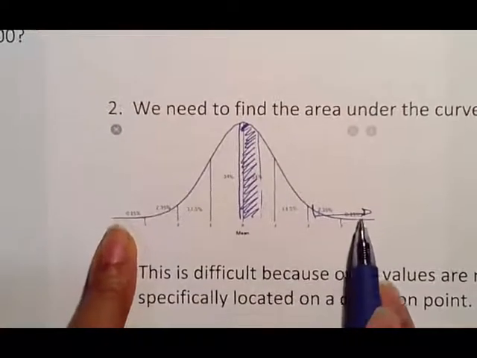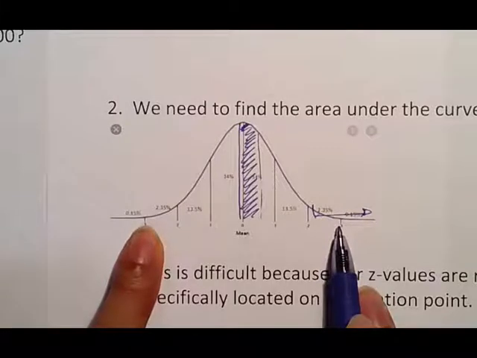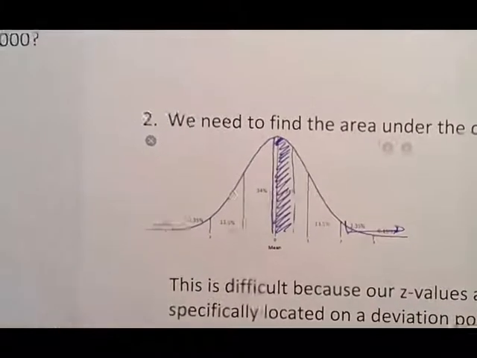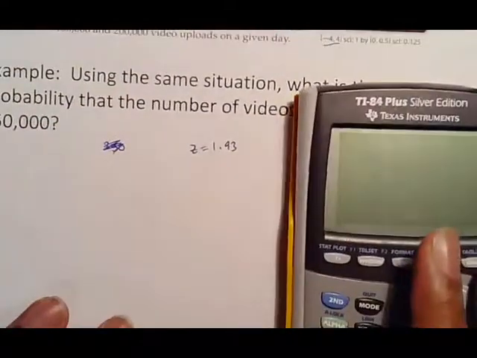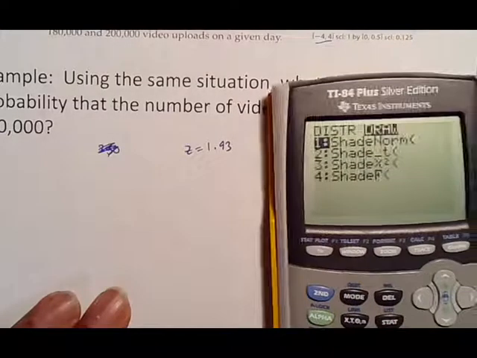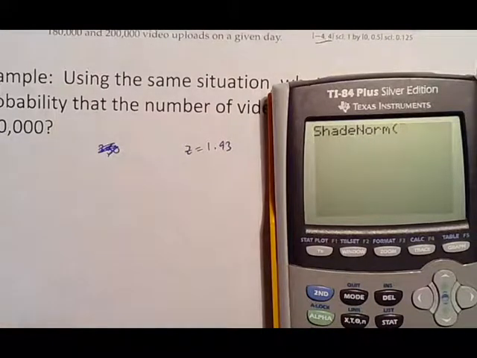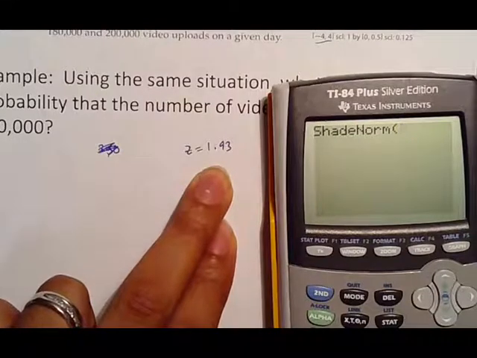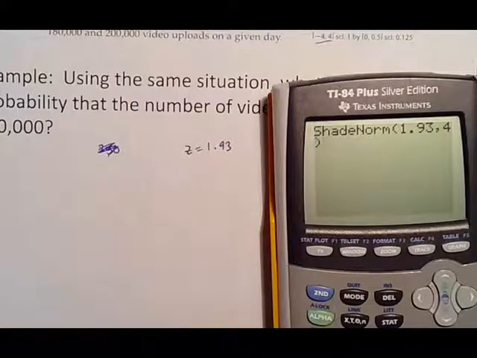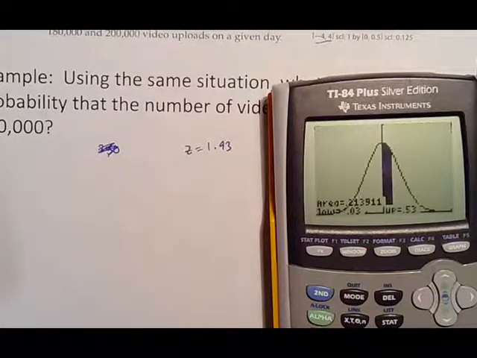If all that stuff is in between -3 and 3, and that's 99.7%, that's pretty much everybody. So what you could use on this is 4. So what we're going to do is go second, distribute, draw, shade normal, and because you want it greater than 1.93, my lower value is 1.93, and my high value I'm just going to put a 4, because the 4 should be about where everything stops. I don't need a number like 100, but I'm pretty sure I could use 100, but 4 should be right.